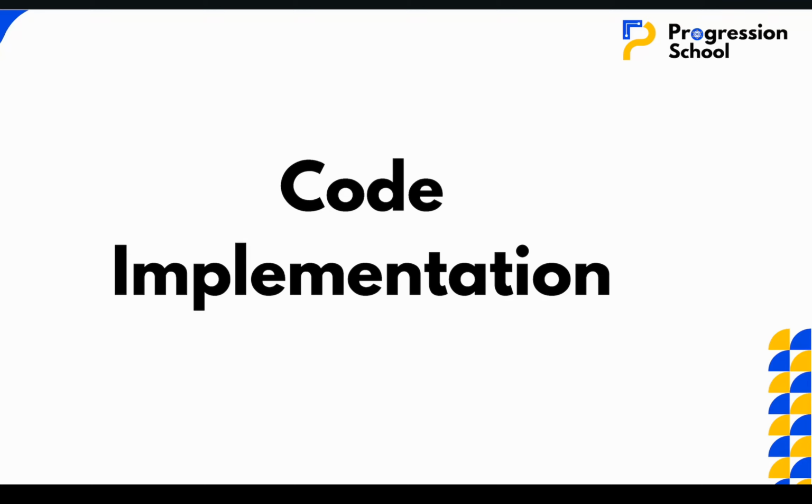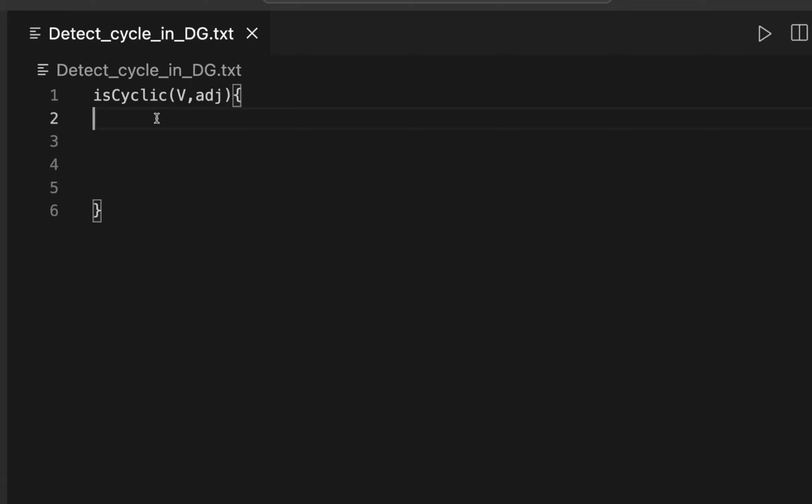In this video, we will see code implementation. Now let's quickly check the code implementation of cycle detection in a directed graph. So I have V, I have adjacency list. V as vertices and adjacency list.